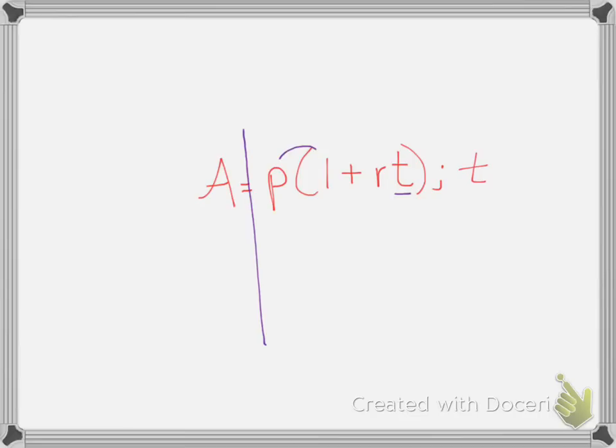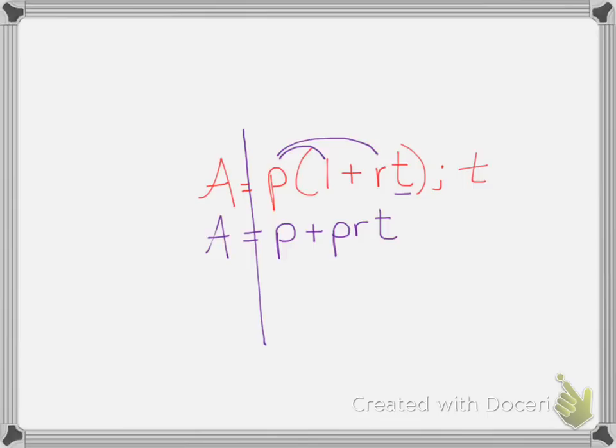Why don't we do this? Why don't we just distribute and see what happens? P times 1 is P, and P times RT is what? Do you know what P times R times T is? It's P times R times T. It's PRT. And then you have A.